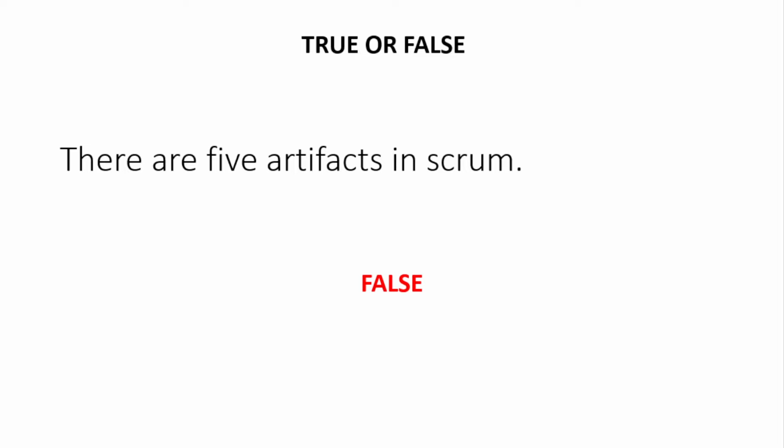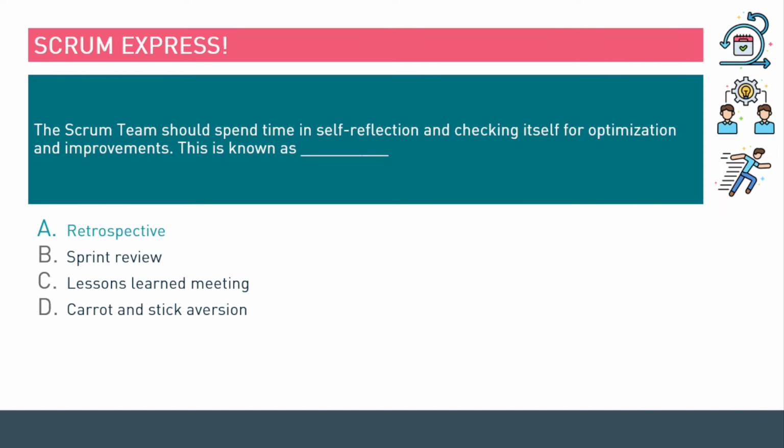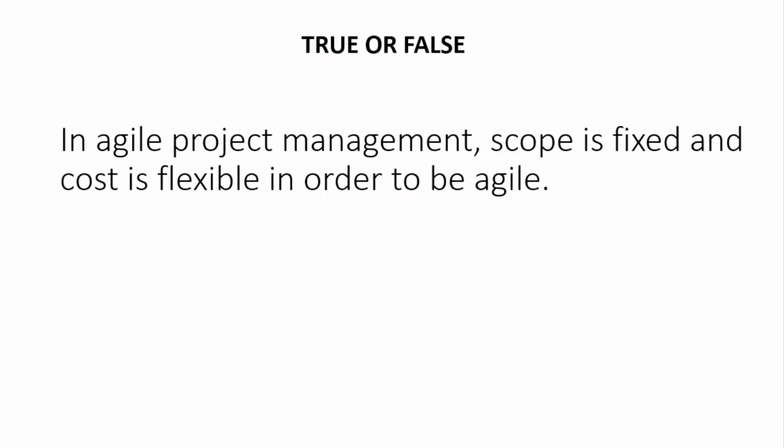Final question. In Agile project management, scope is fixed and cost is flexible in order to be agile. Is that true or false? The answer is false. Scope is flexible in the world of Agile.